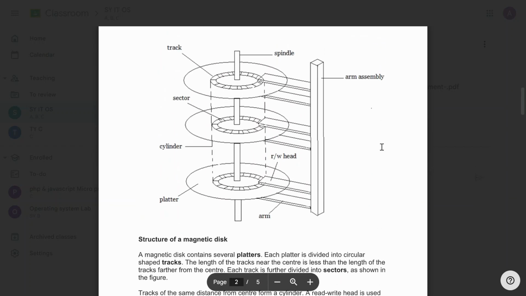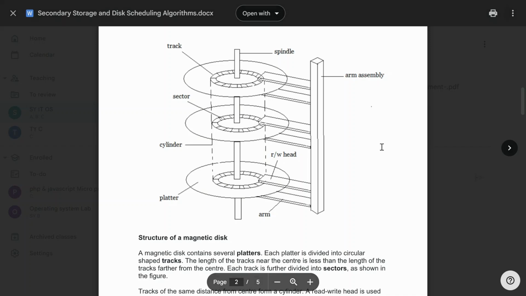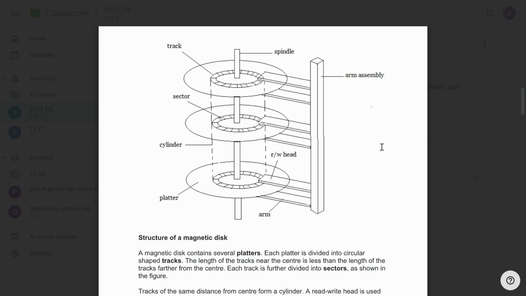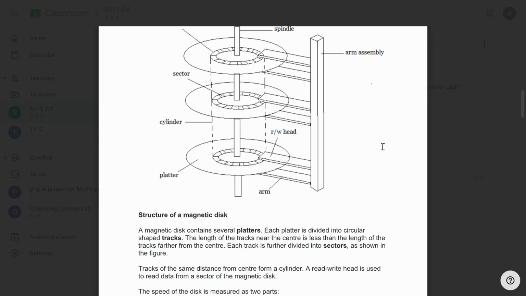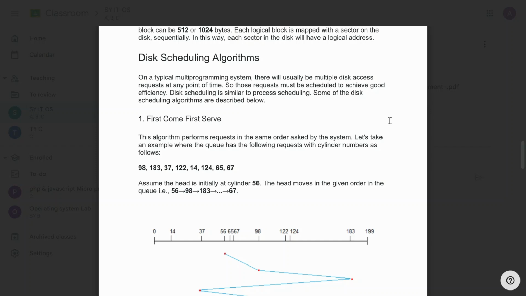Scheduling algorithms. This is the structure of the magnetic disk, that is, the physical structure of the magnetic disk. There are several platters that we can see in the diagram. Then the cylinder, and we can see several tracks on the platters, and we can see several sectors on those particular tracks. Already we have seen this physical structure. Now we are going to discuss the disk scheduling algorithms.